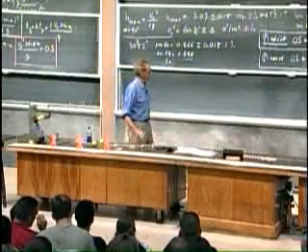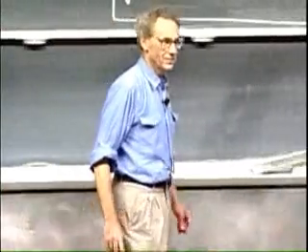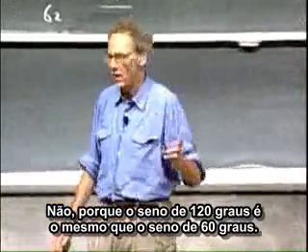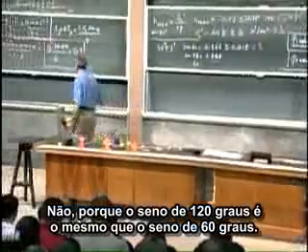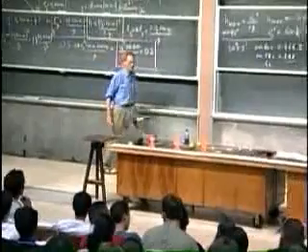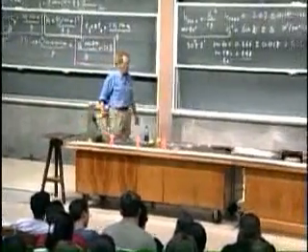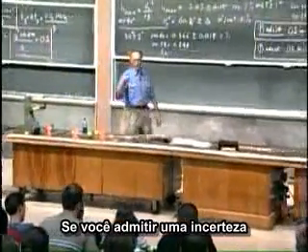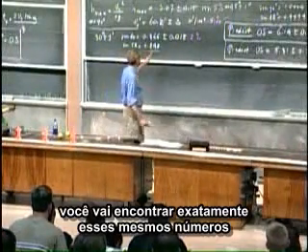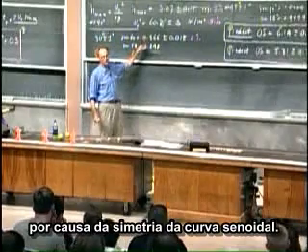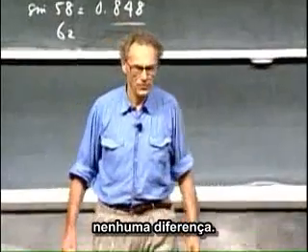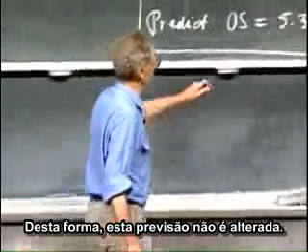Will OS change? No, because the sine of 120 degrees is the same as the sine of 60 degrees. You have 2 alpha here. The sine of 60 is the same as the sine of 120. If you allow for an uncertainty of 1 degree on either side, you will find exactly these same numbers because of the symmetry of the sine curve. So again, you're off by 2%. No difference. And so this prediction is unchanged.